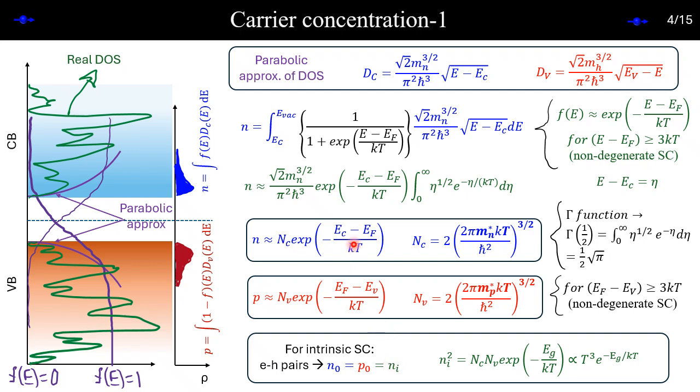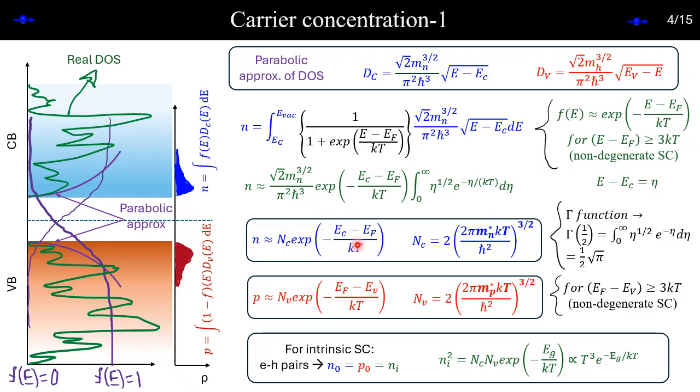For example, suppose the band gap is 1.1, so EC minus EF is 0.55. The other values you can actually find: 2 pi h bar, k at room temperature, T is known, M is known. If you put in all the values, you will find NC, and roughly the number you get for Ni is 1.5 times 10 raised to 10 per centimeter cube for silicon.